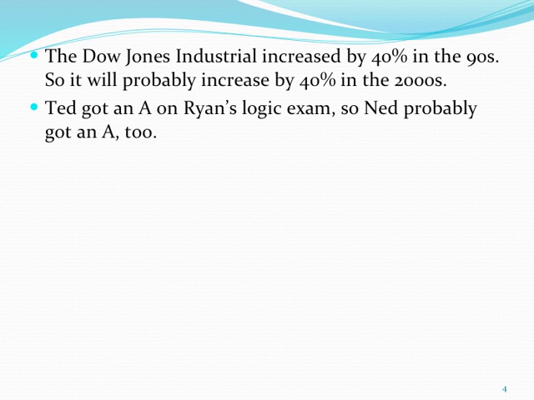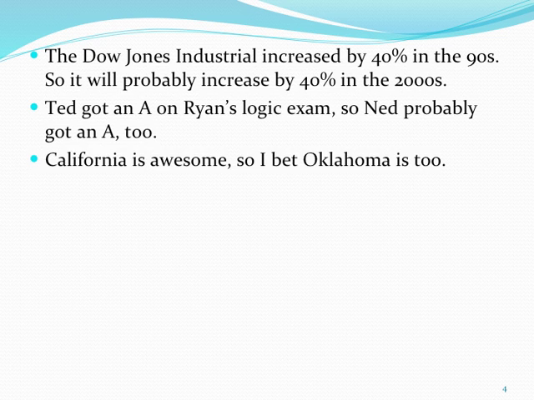What's the property in question for this latest example? Well, it's getting an A on the logic exam. So we're guessing the target, Ned, also has this property, that he'll also get an A on the logic exam. Okay, here's a really simple example. It's a bad argument, but it can demonstrate the parts that I'm talking about. California is awesome, so I bet Oklahoma is too. So we're comparing California to Oklahoma, right? California is the sample, Oklahoma is the target. The property in question is the property of being awesome.